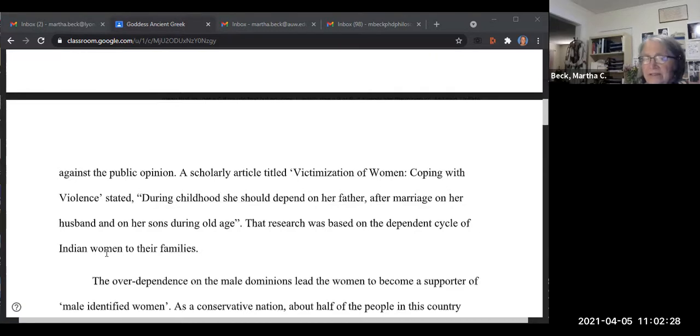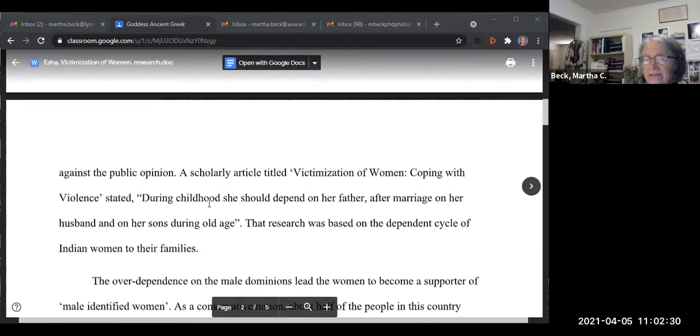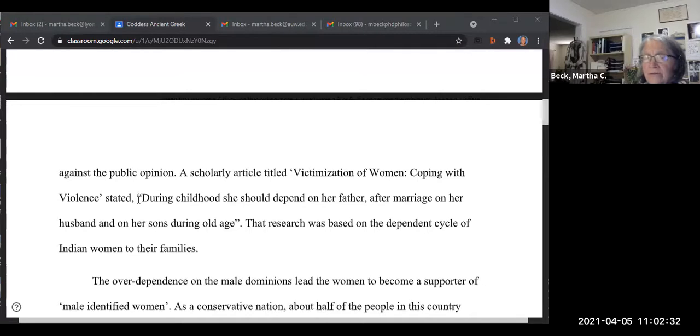All right. Do you all understand that it's very hard? It's not well incorporated into the sentence. It just gets dropped in. Who's talking? She should depend. Who's making this claim? Whatever. And then it doesn't have the citation after the quote, right? So all of those things are problems.